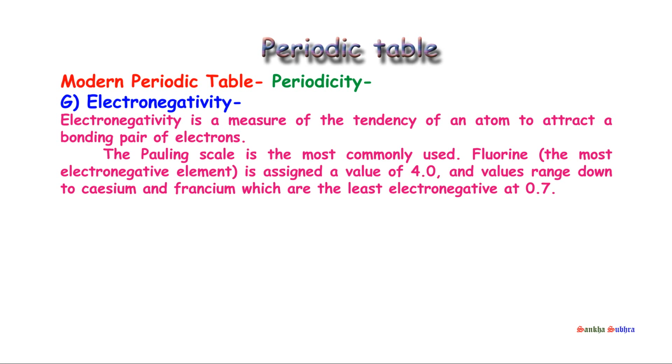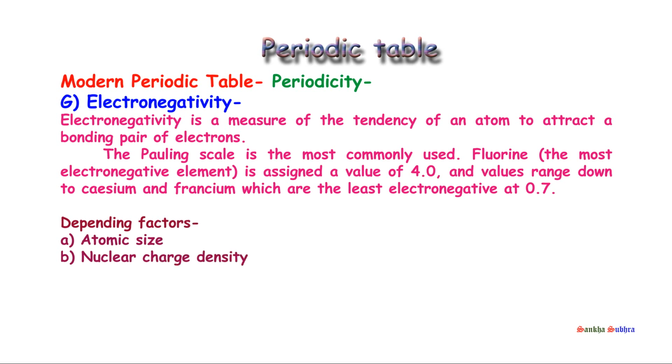Fluorine has been assigned 4.0 on the electronegativity scale, making it the most electronegative element we have ever discovered. The values range down to cesium and francium, which have the least electronegativity, rated at 0.7. Electronegativity depends on two factors: the atomic size and the nuclear charge density.